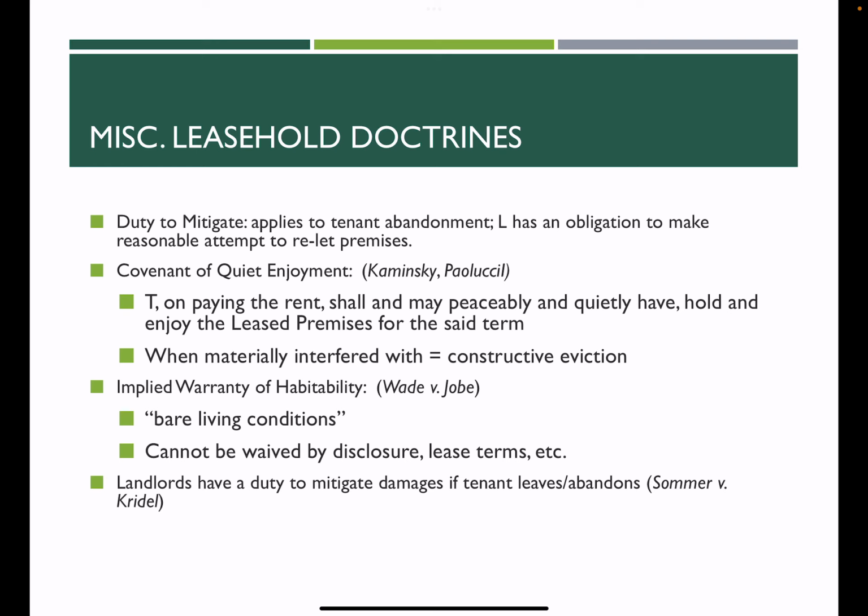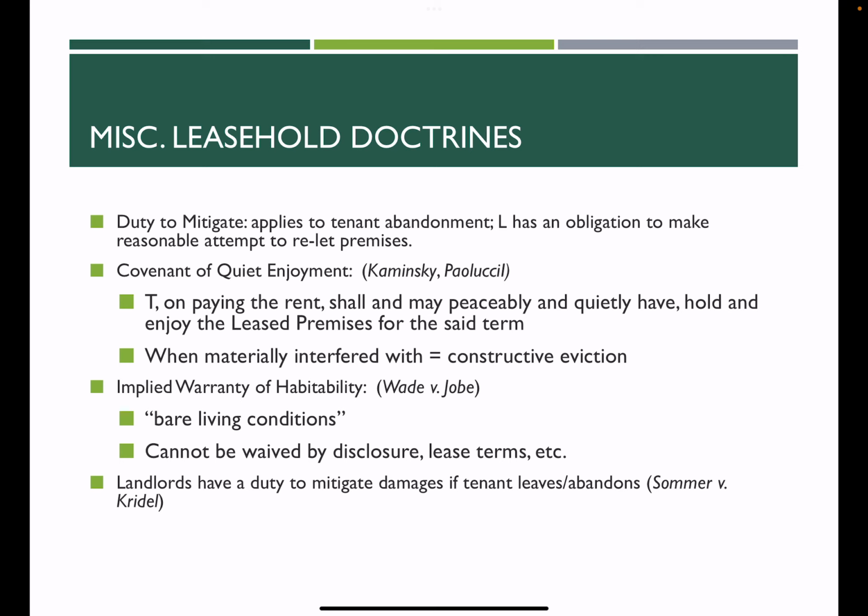Okay, so moving on to the covenant of quiet enjoyment. The covenant of quiet enjoyment is a covenant implied in all leases where the landlord promises not to wrongfully interfere with the tenant's possession of the premises. A constructive eviction, which is tied to the covenant of quiet enjoyment, is a remedy that the tenants can choose to opt in for if the covenant of quiet enjoyment is violated.